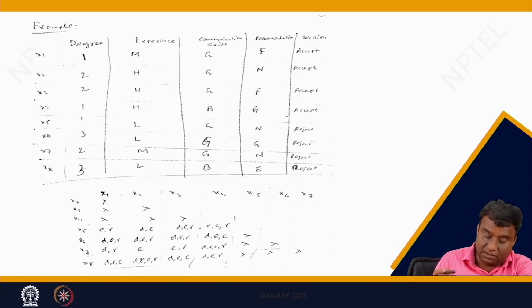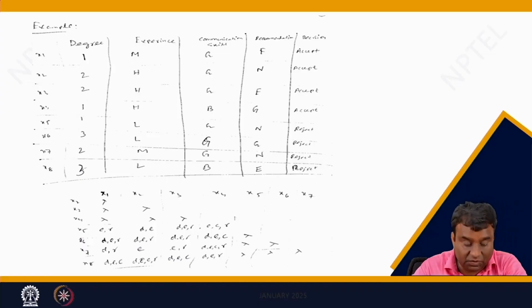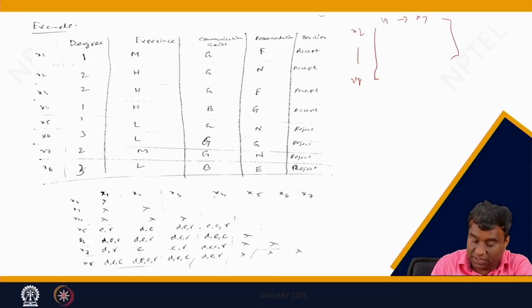So we need to find the discernibility matrix. If we eliminate the first row and the last column, in the row we get x2 to x8, and here we get x1 to x7. So we write here x1, x2, x3, x4, x5, x6, x7. So that is the discernibility matrix. With x1 and x2, this is same, no need to write lambda.